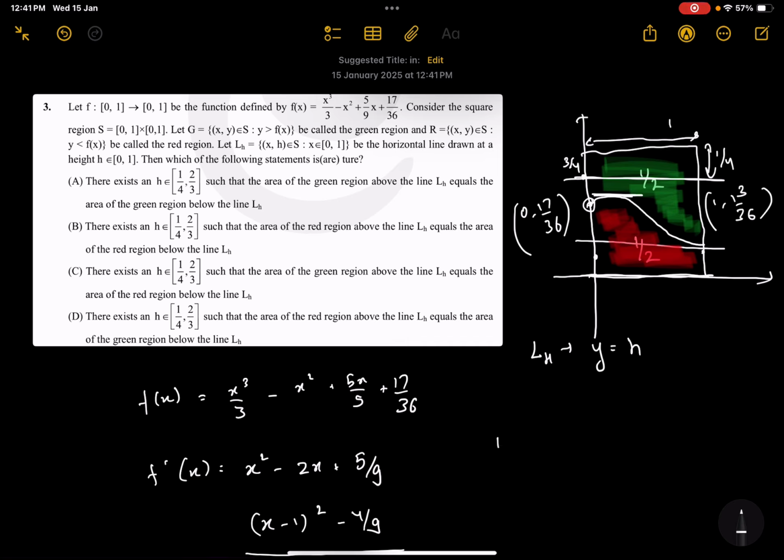to make sure that f(1 by 3) is less than 3 by 4. So f(1 by 3) is 1 by 81 minus 1 by 9 plus 5 by 27 plus 17 by 36. These two become 2 by 27. So this is 6 by 81, 7 by 81 plus 17 by 36.